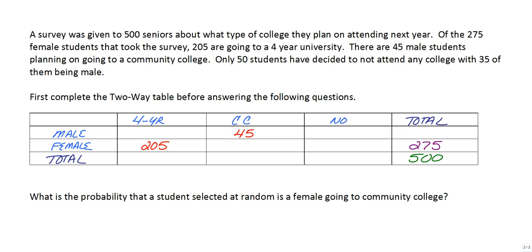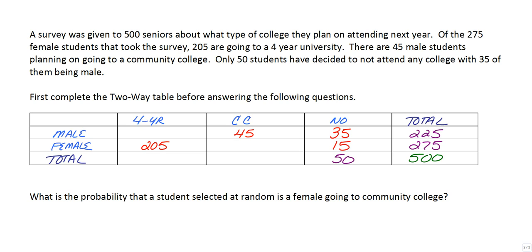And then we also know that 50 students have decided not to go, with 35 being male. So 35 males are not going to go out of a total of 50 students not going to college. Okay, so now we can use what we have to figure out the rest. So if 500 seniors took it and 275 of them are female, that means we know that 225 of them have to be male. And we also know that if 50 students are not going to go to college, if 35 of them are male, then 15 of them have to be female.